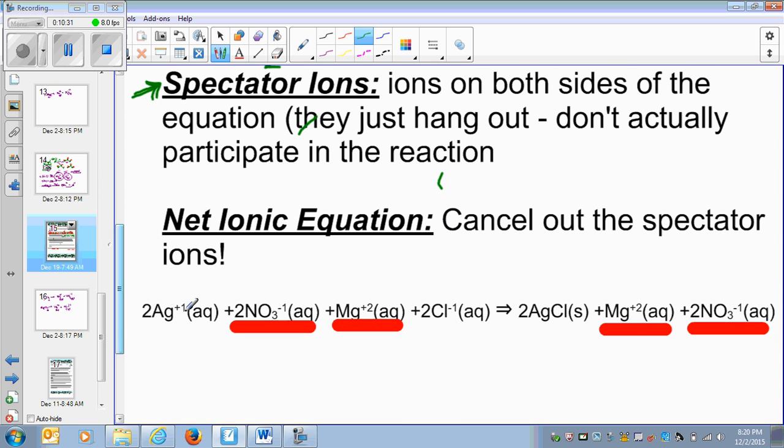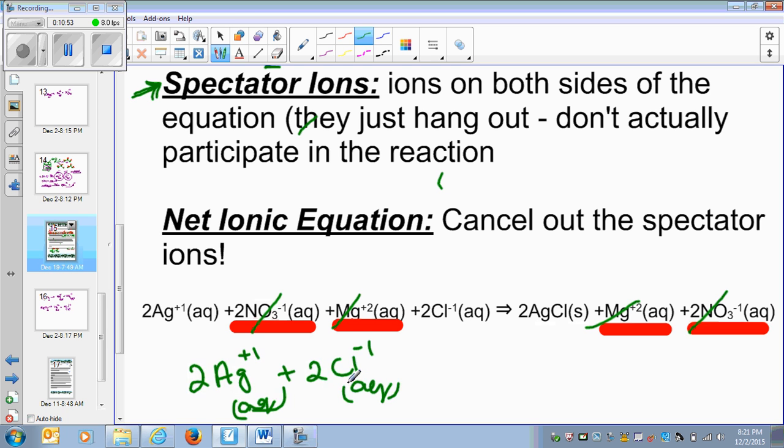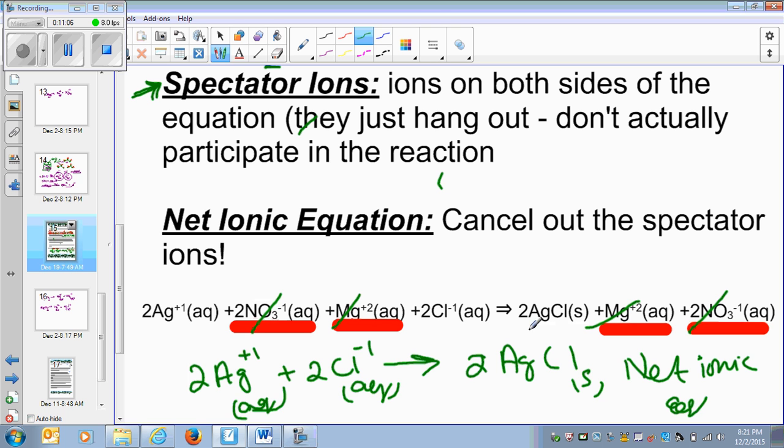Net ionic equation is when you cancel out the spectator ions. So it is just written better: you have nitrate and magnesium, and what is left, just bring down whatever is left, which is 2Cl minus 1. You have to put AQ here, and you have to put AQ here. Whenever something is an ion, you have to put AQ. And on the other side, you have 2 AgCl as a solid. So this is net ionic equation, whereas this long one is called ionic equation.